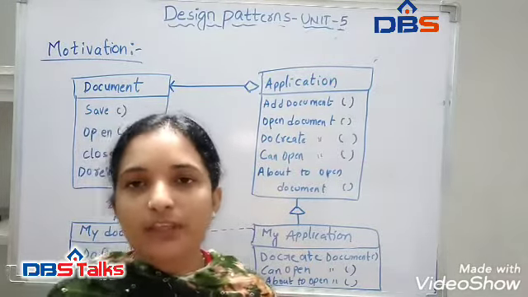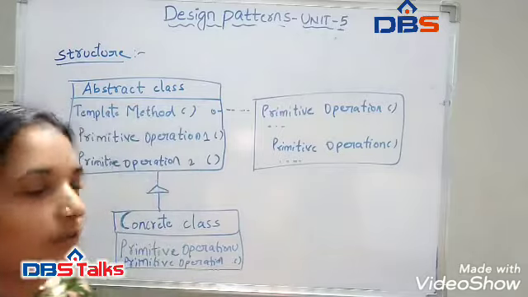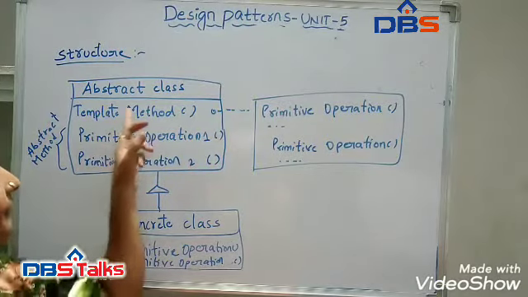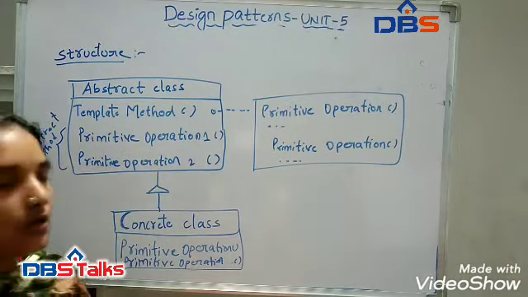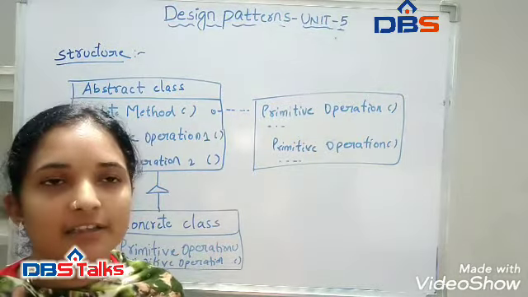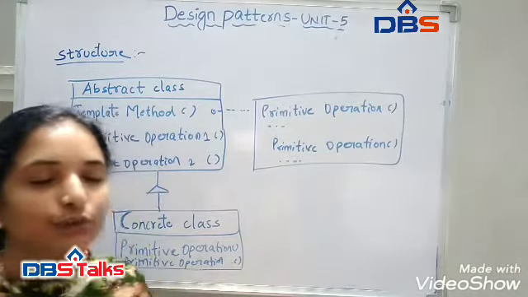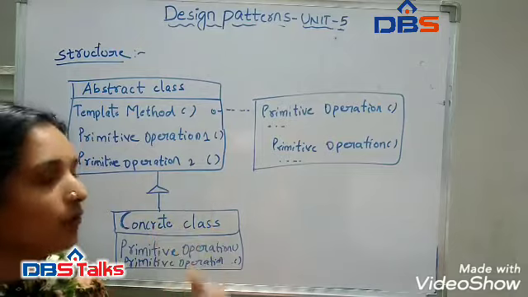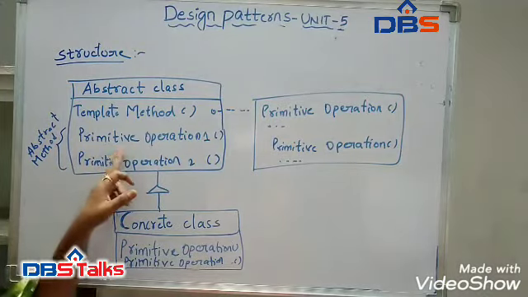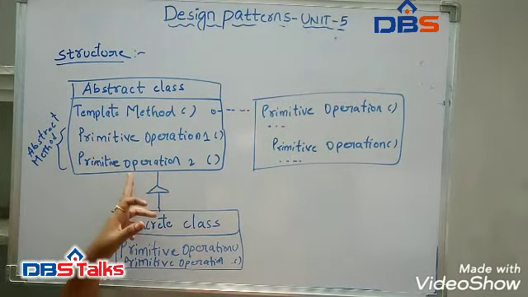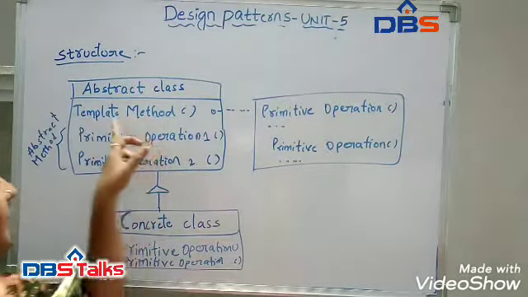Next, coming to the structure of the template method. In the structure of the template pattern, we have the abstract class, and in this we have the template method, primitive operation 1 and primitive operation 2. The abstract class is the parent class, and it defines the generic logic to achieve a common functionality. In this we have two abstract methods, primitive operation 1 and primitive operation 2, and a special final method. This is called the template method.